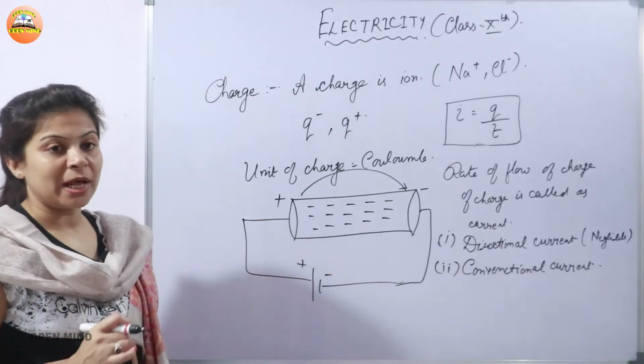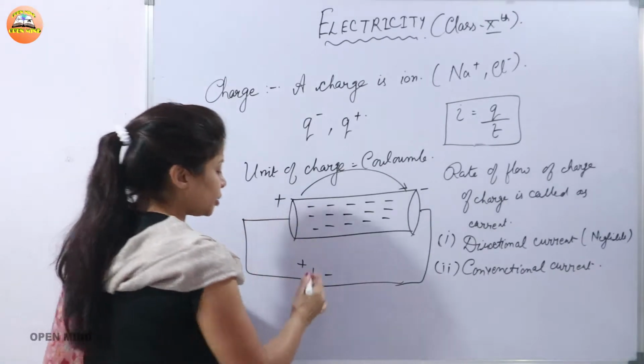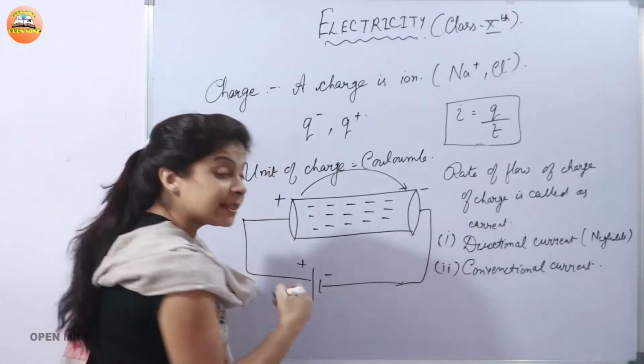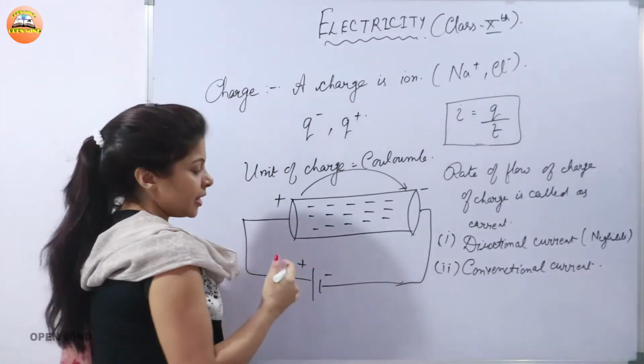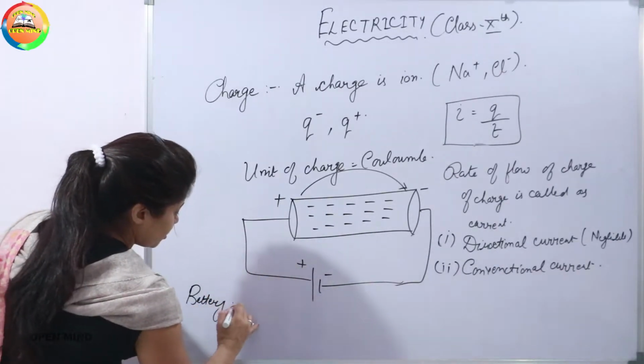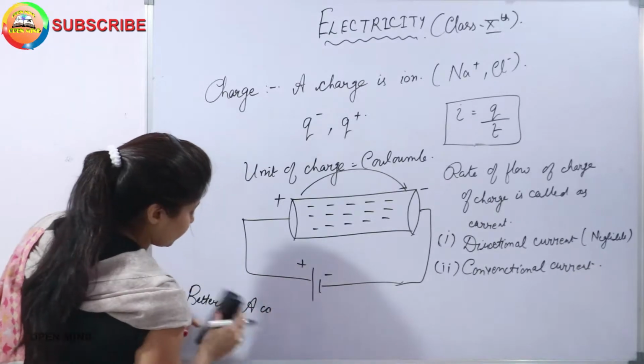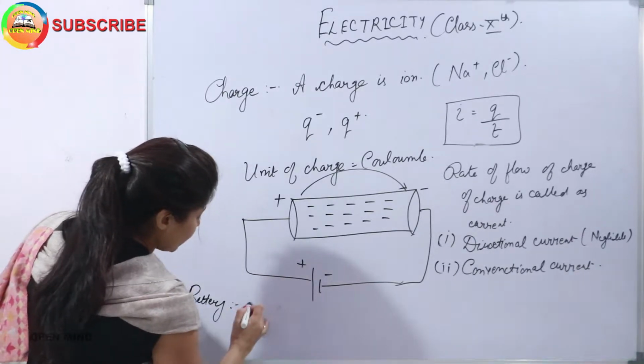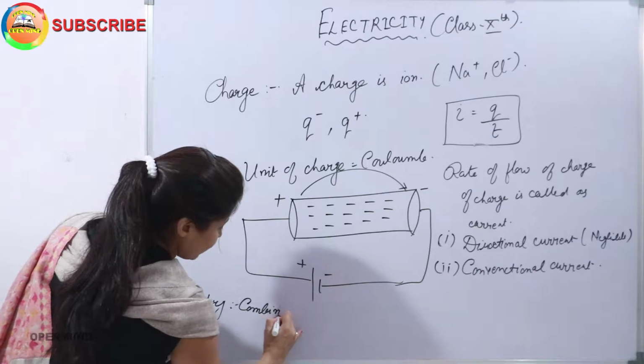Here we are using one cell. If you want your current to increase, you have to increase the number of cells. So that is called a battery. So what is a battery? A combination of cells. A combination of cells is called a battery.